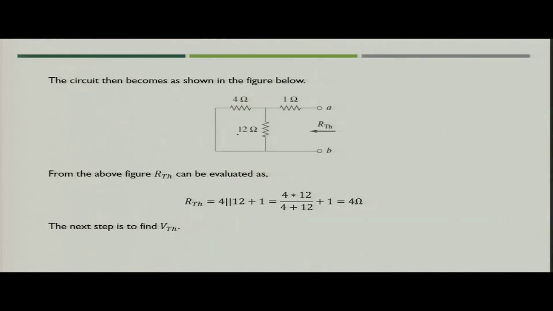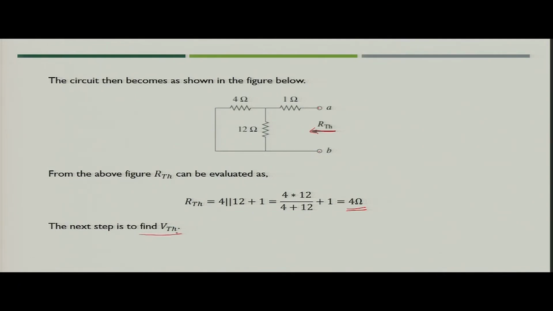So, when you make the equivalent circuit, the resistance which you will see through these particular terminals, that is A and B, gives the value of RTH as 4 ohm, because the parallel combination of these two resistances would give you 3 ohm, plus 1 ohm in series. So, finally, the RTH value is 4 ohm.